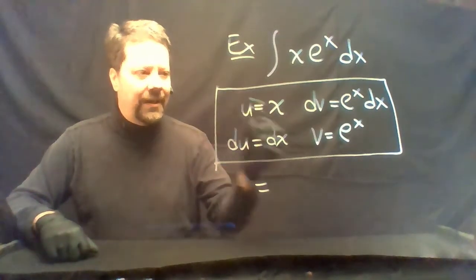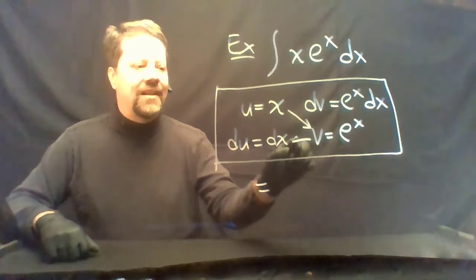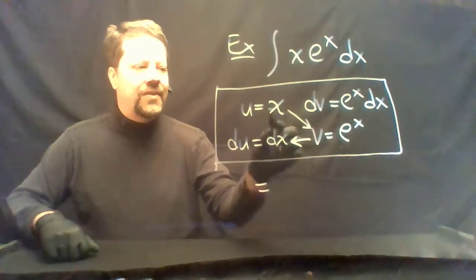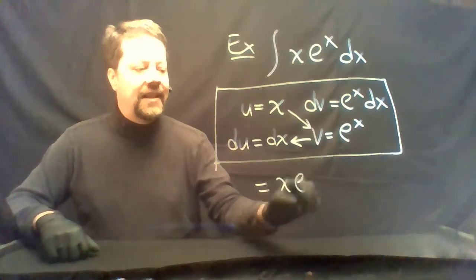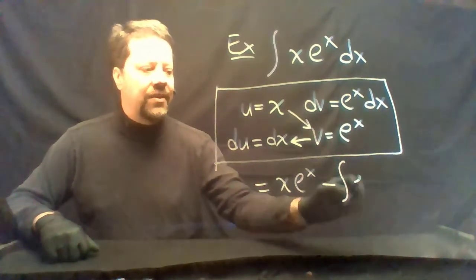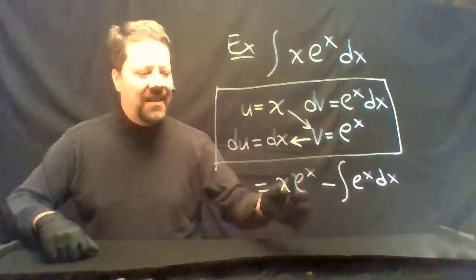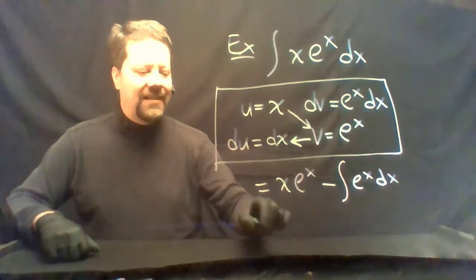There's one more element. It's uv minus the integral of v du. So I need to find x e to the x minus the integral of v du. That's e to the x dx. One more step and we're done.